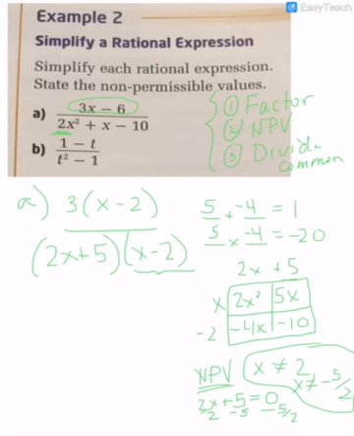Now step 3, we divide out anything common. Again, it's very important that you do your non-permissible values first and then divide out anything common after. Because here I see that I have this common factor of x minus 2. So when I divide it out, it is eliminated because x minus 2 divided by x minus 2 is just 1. So your new equation, when it's all simplified, is just 3 over 2x plus 5. So that's fully simplified, but 2 is still a non-permissible value, even though we've canceled it out.